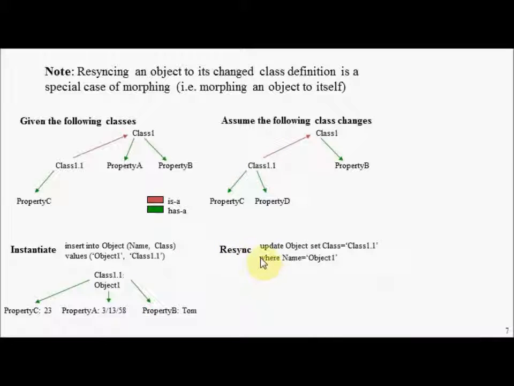And so what we do is we execute an update statement. Update object set class equal to 1.1. That's what we're trying to rectify here, where name equal object 1. And so what happens behind the scenes is TCSQL will magically add property D here that we see as part of class 1.1 and will remove property A. So this is a special case of object morphing.